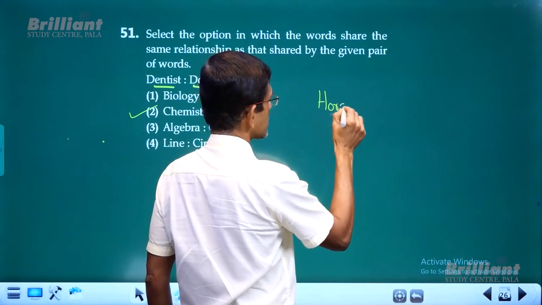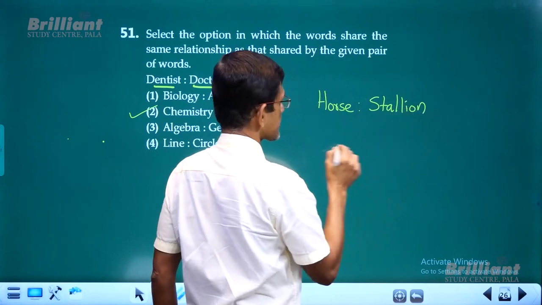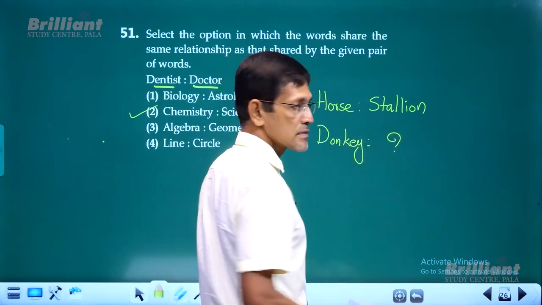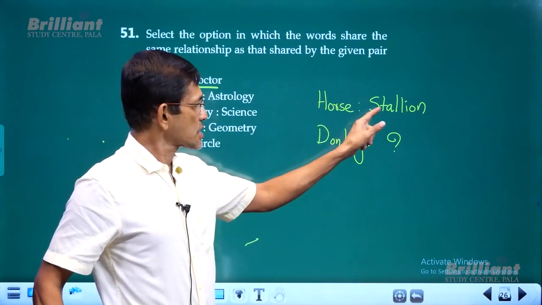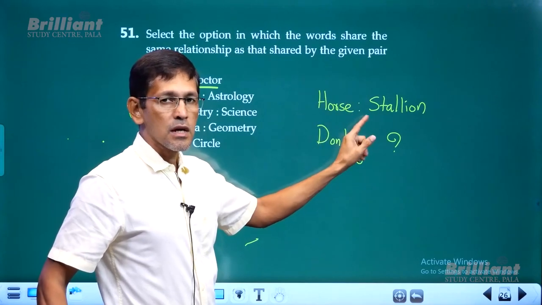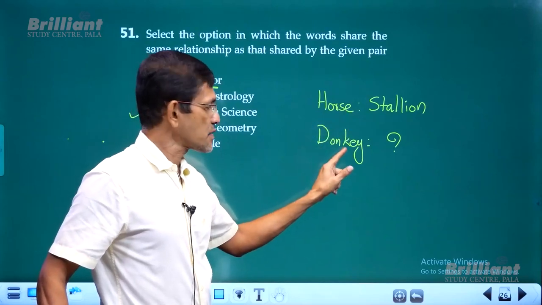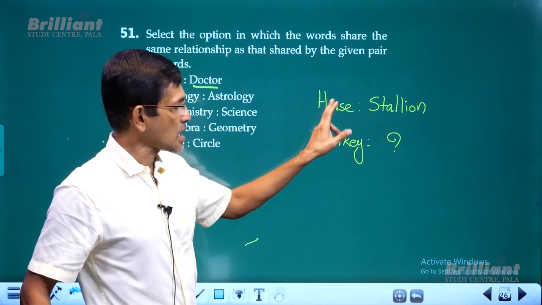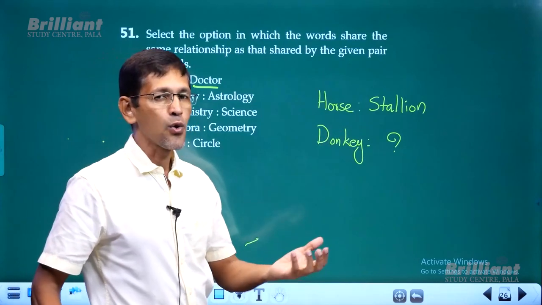Horse is to Stallion. Donkey is to what? It's a similar type of question, a verbal analogy question. Here, horse and stallion have a relation. We need to understand exactly what that relation is and apply the exact same relation to the donkey as well. So horse and stallion, what's the connection between stallion and horse? Everybody knows what a horse is. What is a stallion? A stallion is a male horse.